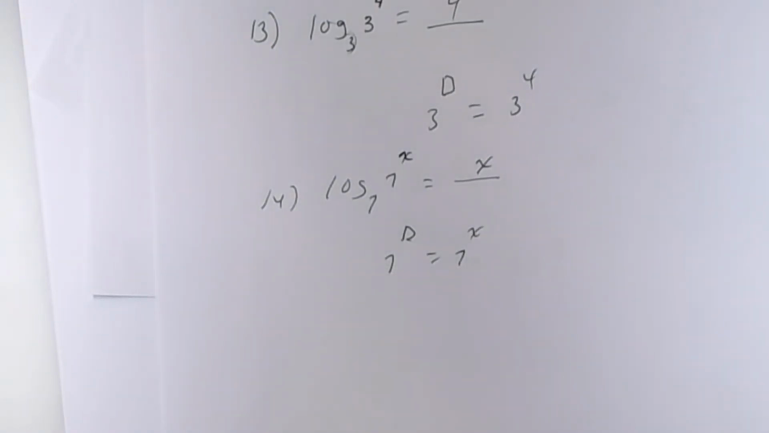You learned in the previous section that when your bases are equal to each other, the exponents have to equal each other. So the box has to equal what? X. The answer is x.